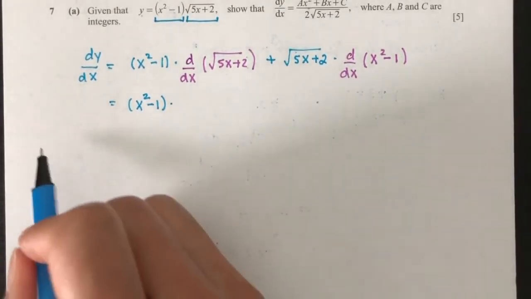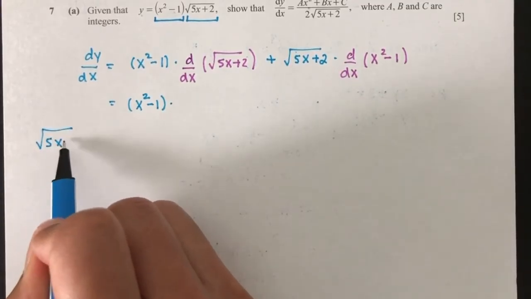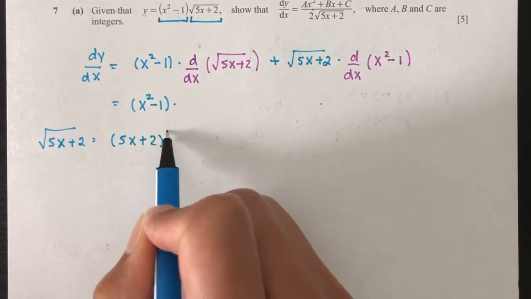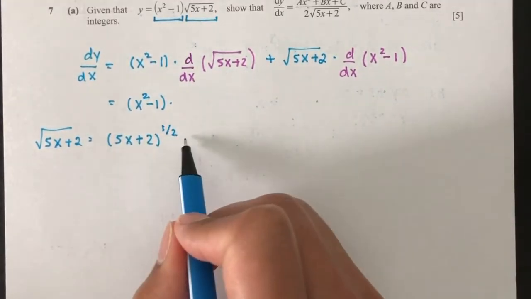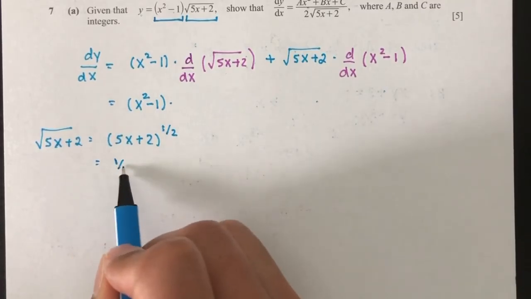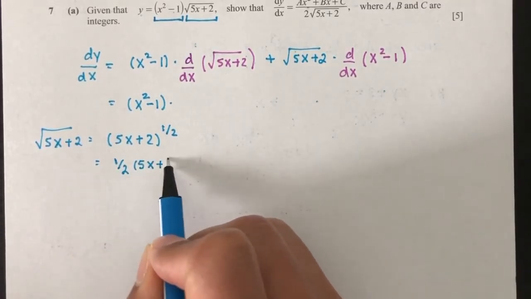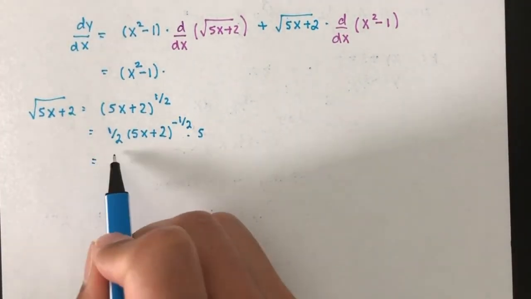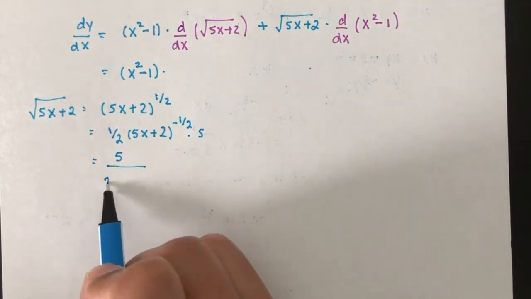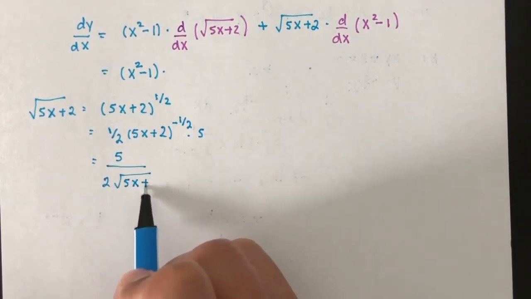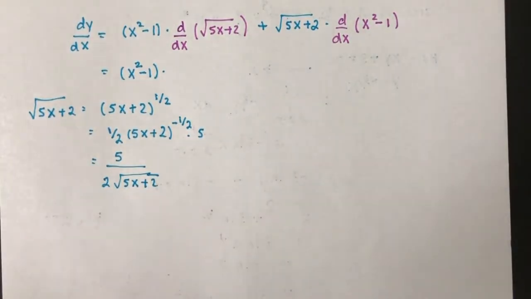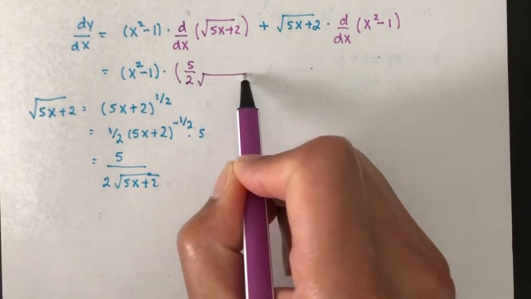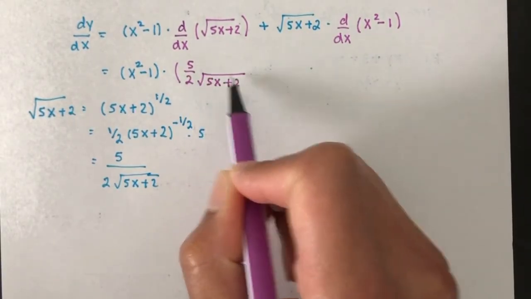As you know, you can write this as 5x plus 2 power half. So d by dx of this will become half of 5x plus 2 power minus half times 5, which is equal to 5 over 2 root 5x plus 2. Okay, so we can just replace the value here. This becomes 5 over 2, with 5x plus 2 at the bottom.